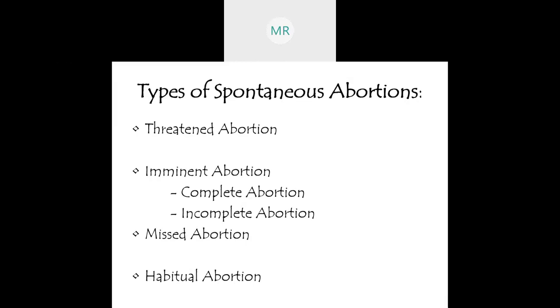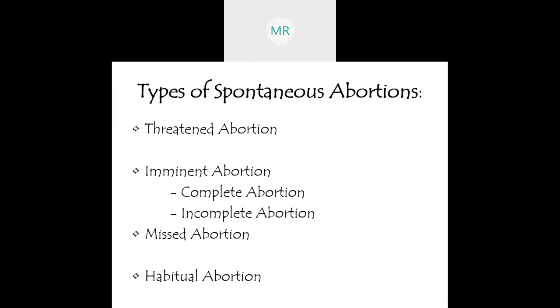So the complete is usually heavy bleeding. You've got fetus, you've got the tissues, it's completely expelled from the uterus. Everything is completely expelled. And then when something is left behind, and we'll do an ultrasound and we do see some fragments still in the uterus, that's an incomplete abortion.